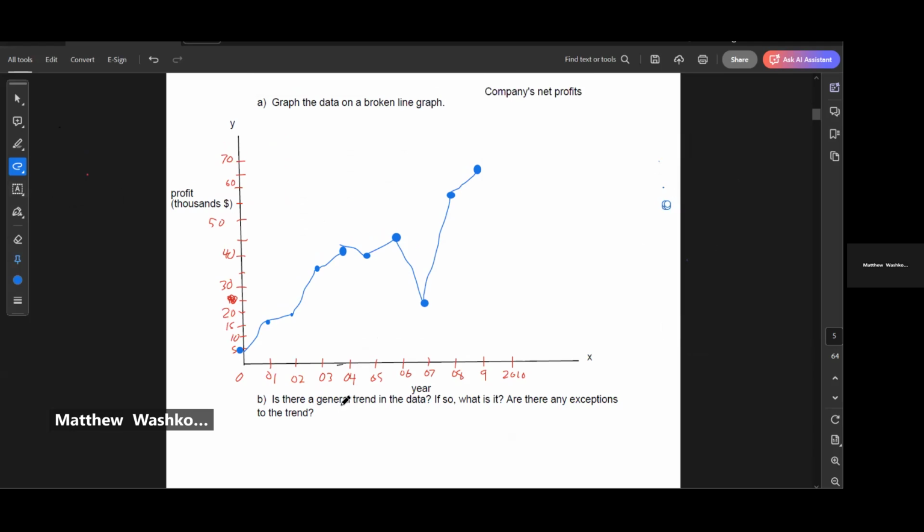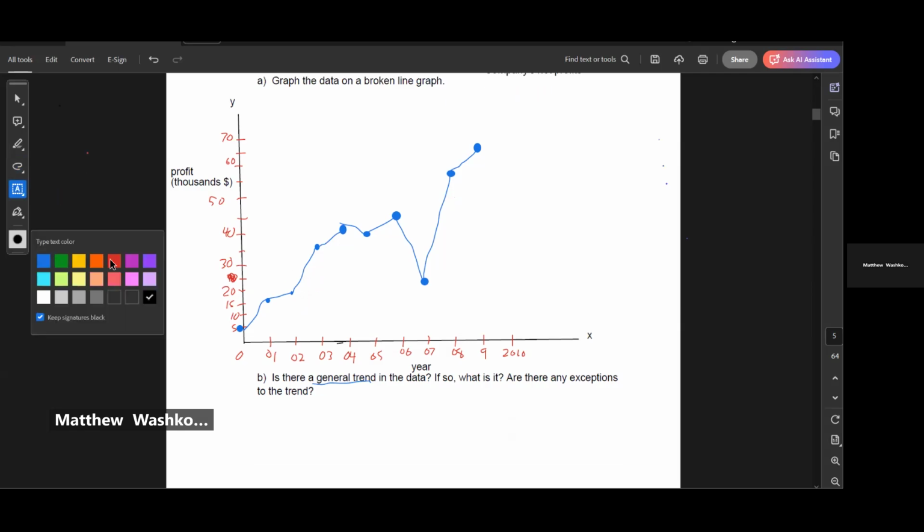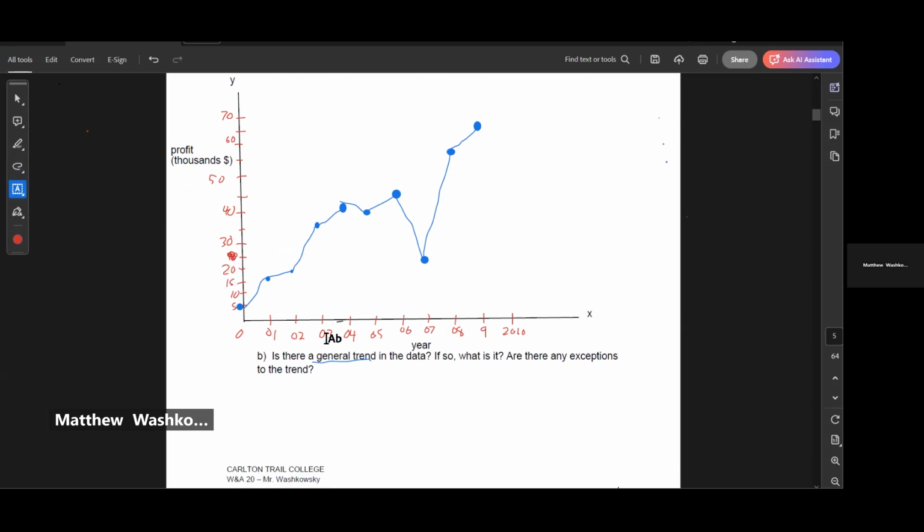So is there a general trend in this data? Think about it for a second. Is there a general trend in this data? Yeah. Over time, the company makes more money. Are there any exceptions, any outliers? In 2007, he lost money, but otherwise, he generally grows.